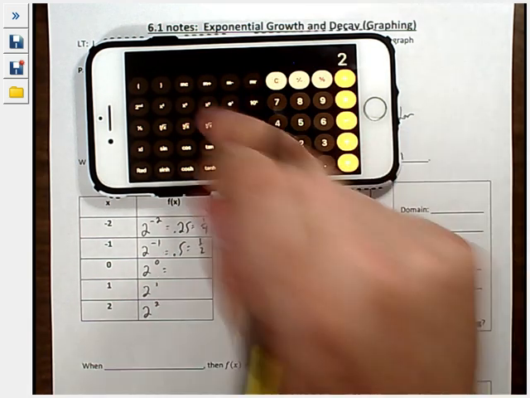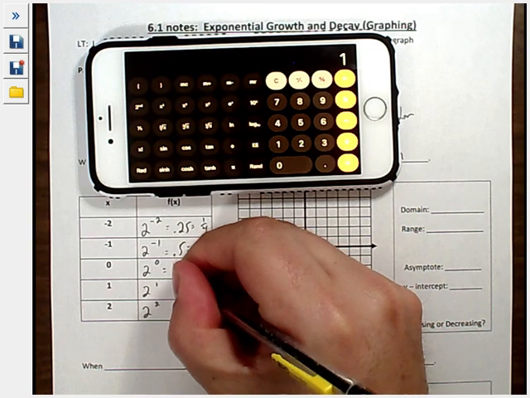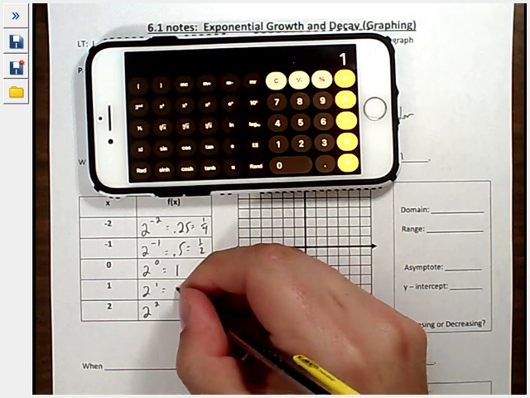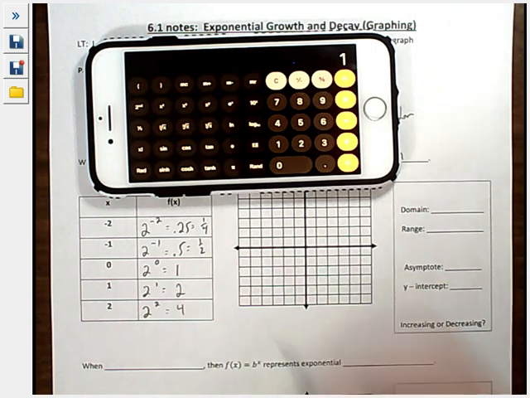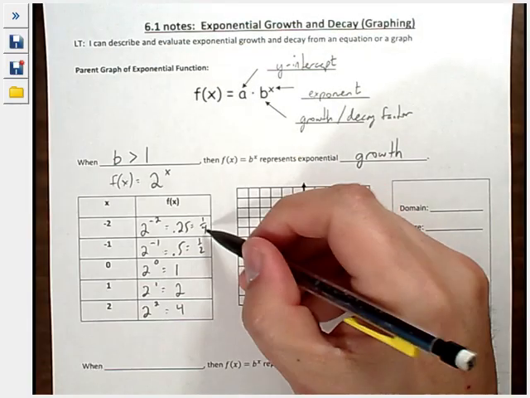And then get 2 to the 0. 2, raise that to the 0 power, and you get 1. Remember, that is 1. It is not 0. Okay? 2 to the 0 power is just 1. And then you get 2 to the 1st power. That's going to be 2. And then 2 squared, and that's going to be 4. Okay? So we have our values here that we're going to graph.